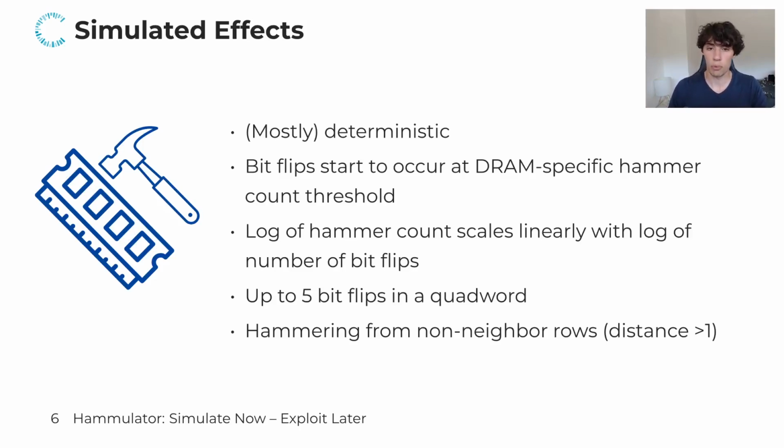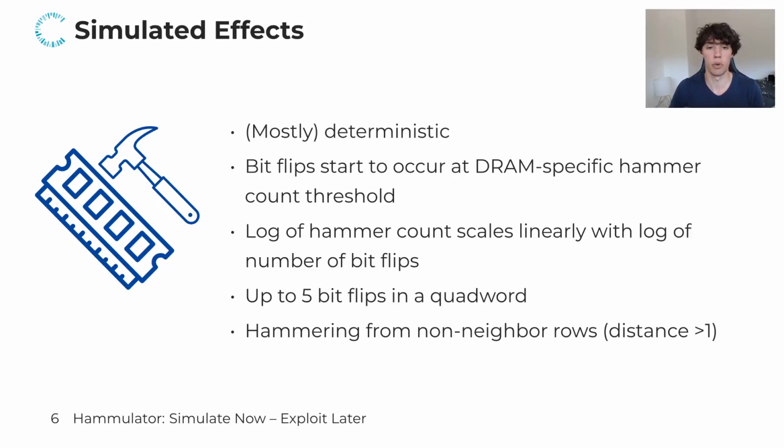Then we support up to 5 bit flips in a quad word. For that, you need to know that we decide per quad word if we want to have a bit flip there at the current point. We do that as a performance increase, since it would be hard to decide for each bit, for each access to an aggressor row, if there should be a bit flip.